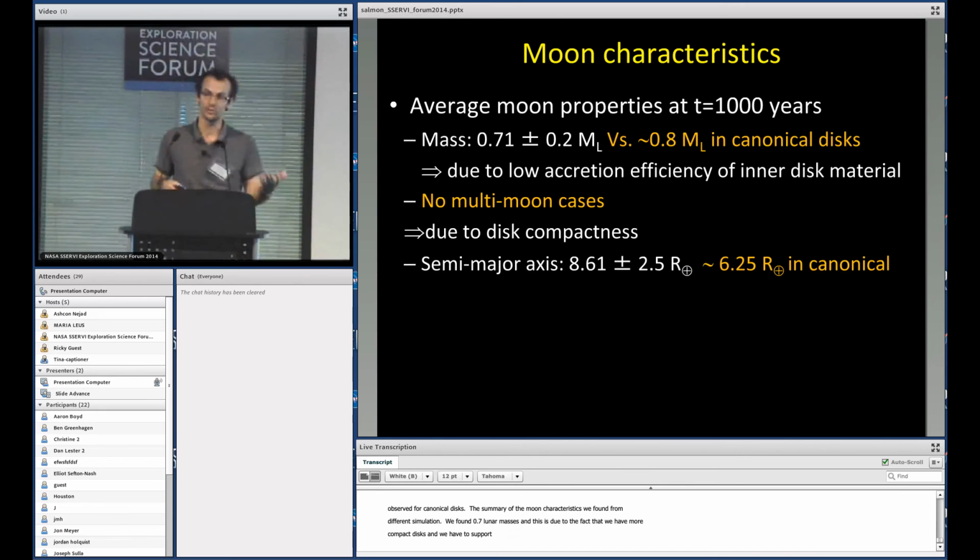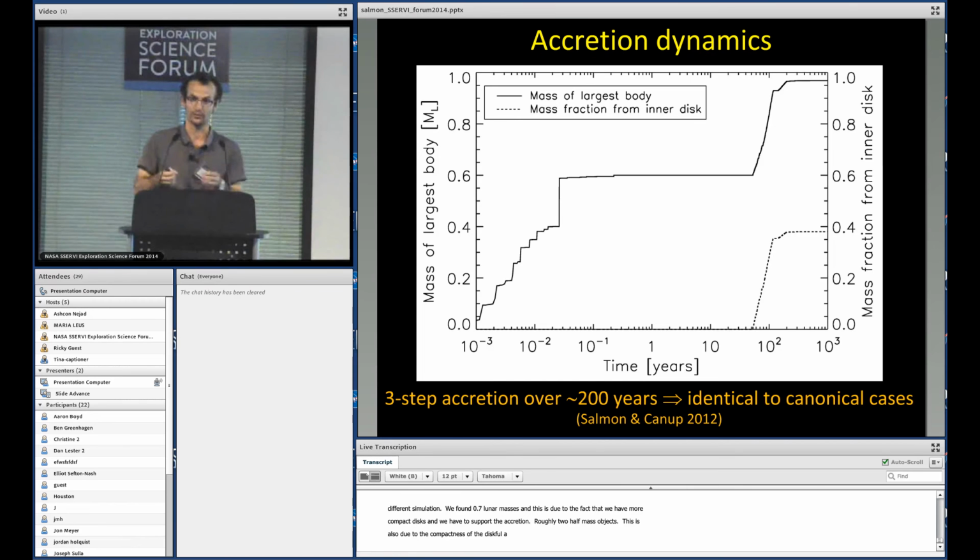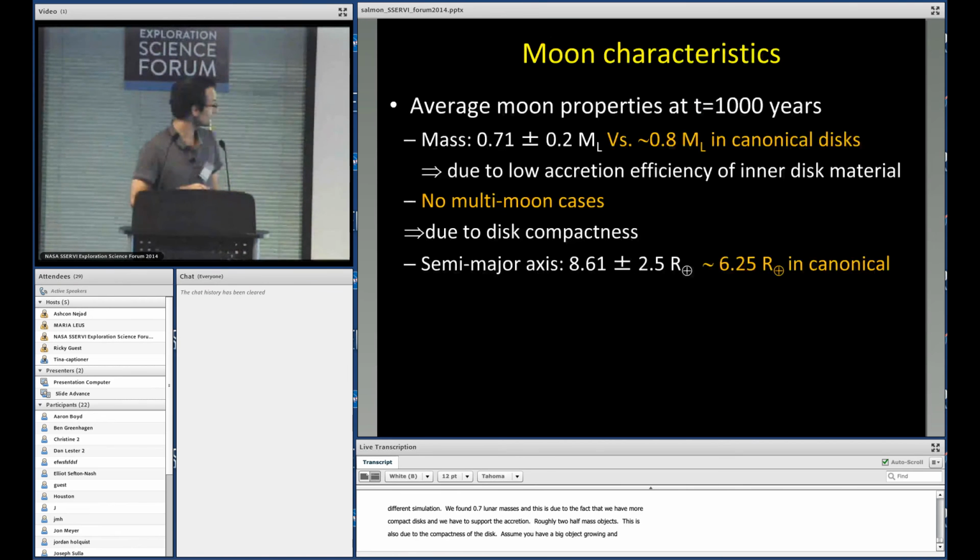We do not form multi-moon cases. By multi-moon, I mean forming a system with roughly 2 half-lunar mass objects. This is also due to the compactness of the disk, because as soon as you have a big object growing, it's going to accrete everything close to it and not allow for another large object to grow.